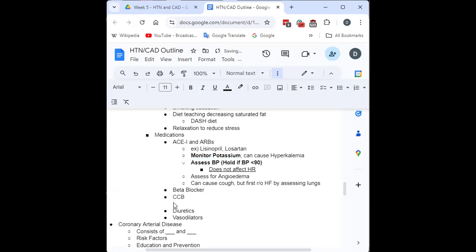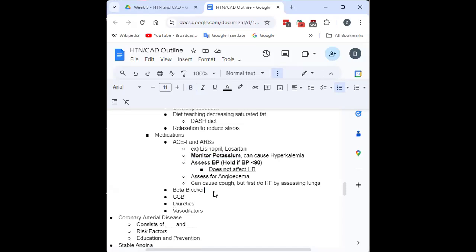Some diuretic. Cool, it's a cool mnemonic. So A for angioedema, C for the cough, E for electrolyte imbalance. Pretty cool. These are awesome.